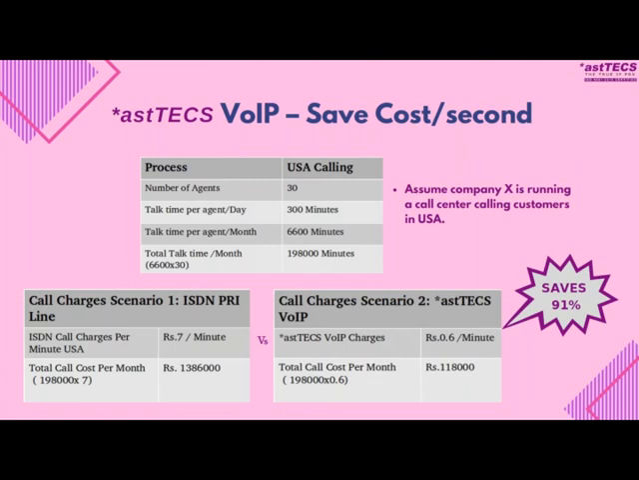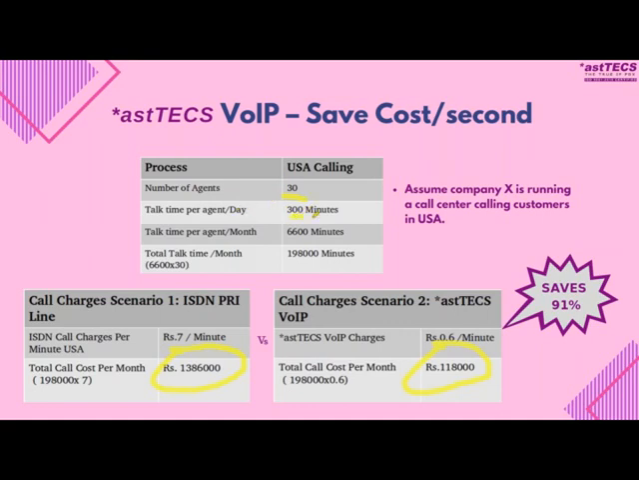The whole agenda of this training, this webinar, is how to reduce your telecom expense. Here we are trying to give a cost comparison for a call center, so let us see how much cost a company can save at the end of the day. Otherwise your cost would have been something around 13,86,000, and you will be able to reduce it to 1,18,000 rupees. This is what we call a 90% reduction. This is just for understanding purposes. For example, we have taken a 30-agent call center doing US calling.